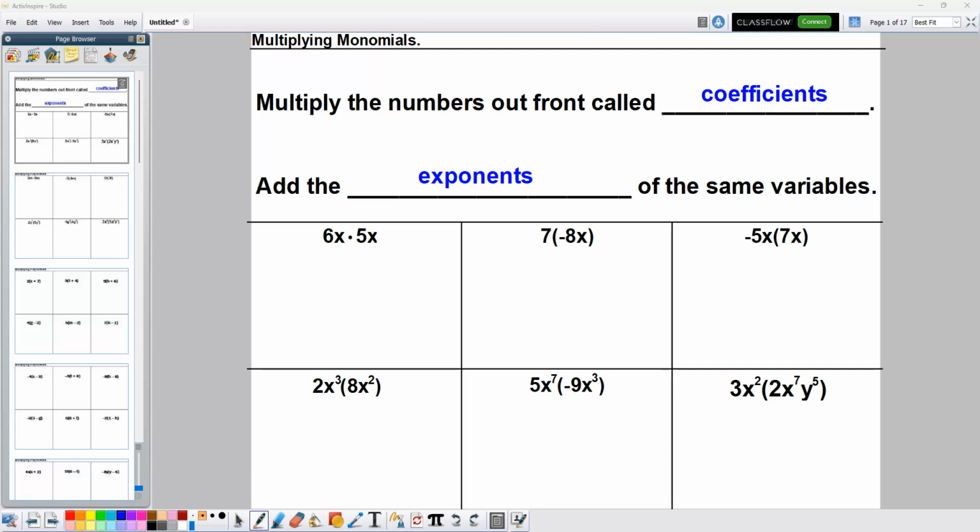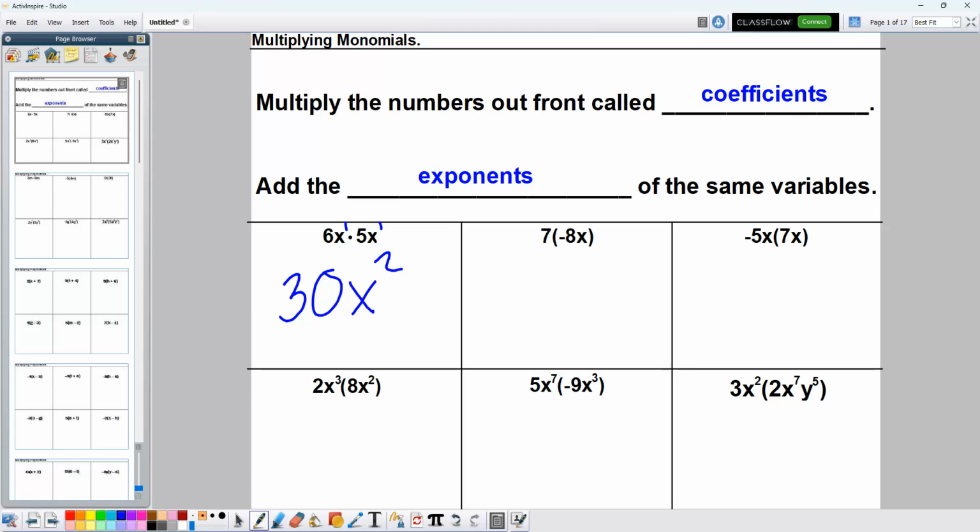So the first thing I'm noticing on this first one, 6x times 5x, there are no little numbers up top. There are big numbers out front. I'm supposed to multiply those big numbers out front. 6 times 5 is 30. And then I need to add the exponents. There's ones hiding up there. That would be x squared.